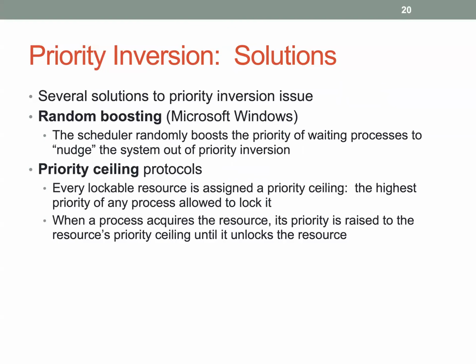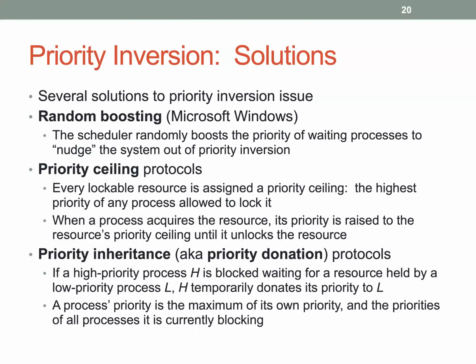Another approach is priority ceiling protocols, where basically you figure out for every lockable thing, what's the highest priority of the processes that can lock that resource. And then anytime a process acquires the resource, they automatically get the priority level of the highest priority thing that can access that lock. That's a nice, simple solution. I really like this approach, but it turns out to not be the most common approach.